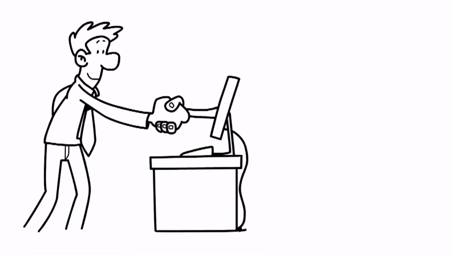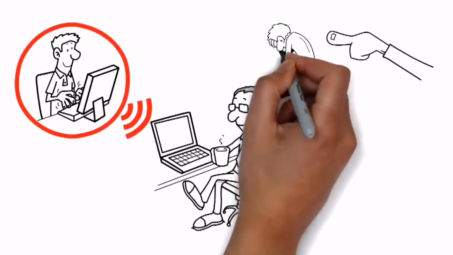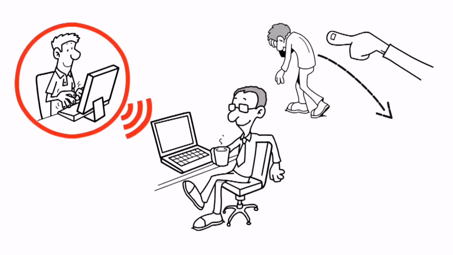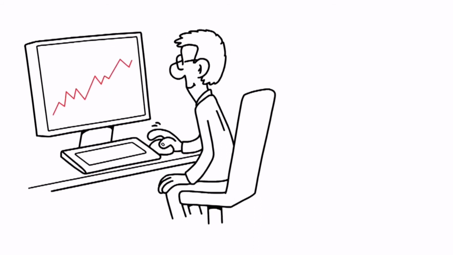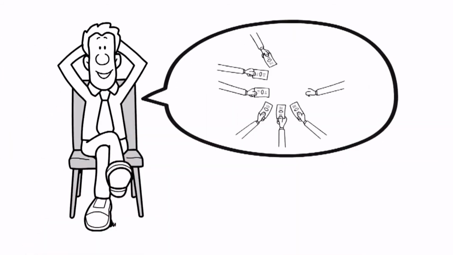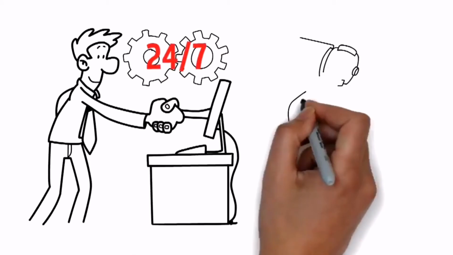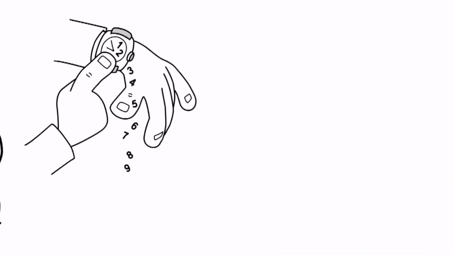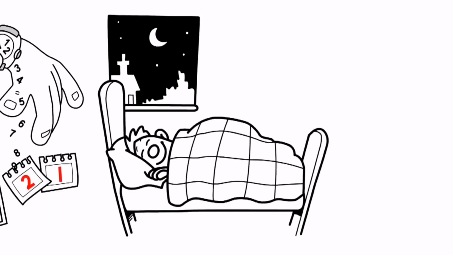An online business is the ultimate job security. Once your business is up and running, you can never get fired, unless, of course, you choose to fire yourself. Your business reports to you and you alone control the business. You control the clients. You control everything. An online business is also operational 24/7. Essentially, it operates round the clock, every single day, even when you're asleep.